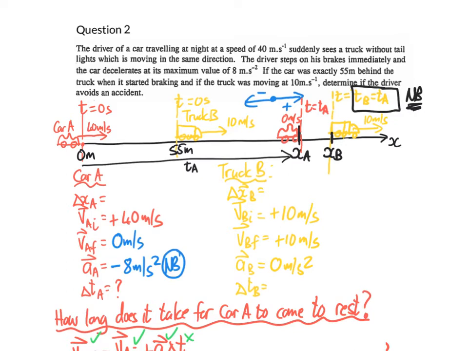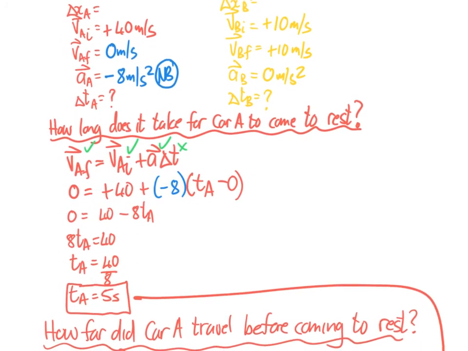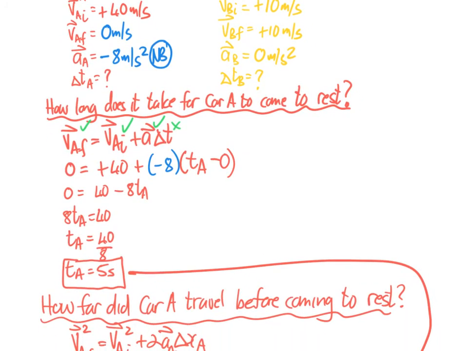And then delta TA and delta TB are unknown. We do not know how long it's going to take for the two to come to rest. We will work that out. So let's look at how long it takes for car A to come to rest. Well, we're going to use this velocity time equation because we are looking for the time when we have the acceleration and the initial and final velocities of the car. The final velocity of the car will be 0 if it's allowed to come to rest and it doesn't bang into the back of the truck. The initial velocity is plus 40.